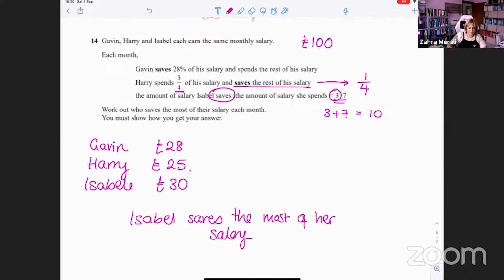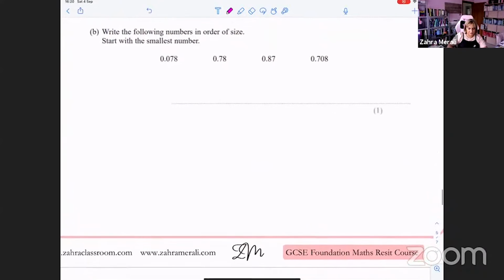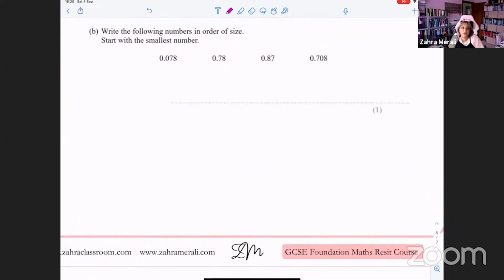Okay, scroll up. Right, we're going to write these numbers in order of size, and we're going to start with the smallest number. So like I said, we want them to have the same amount of numbers after the decimal place because it's easier for us to compare. So if we have a look, this is 3, this is 3. So we're going to add a 0 there and a 0 there.